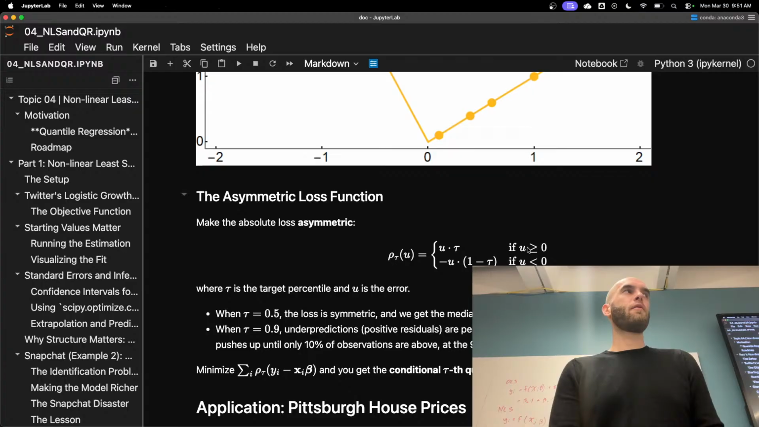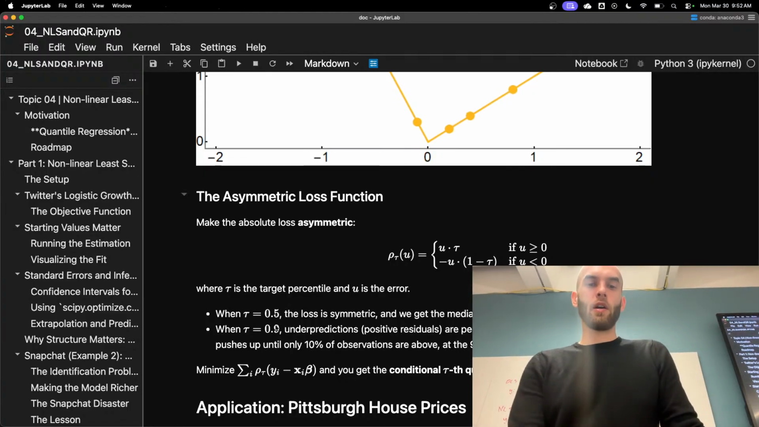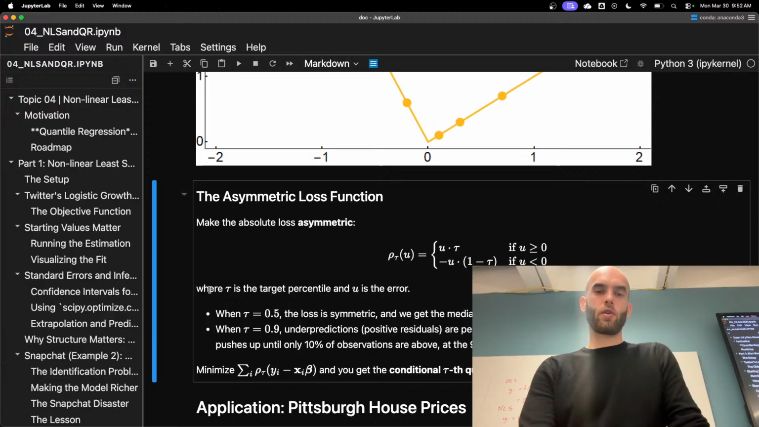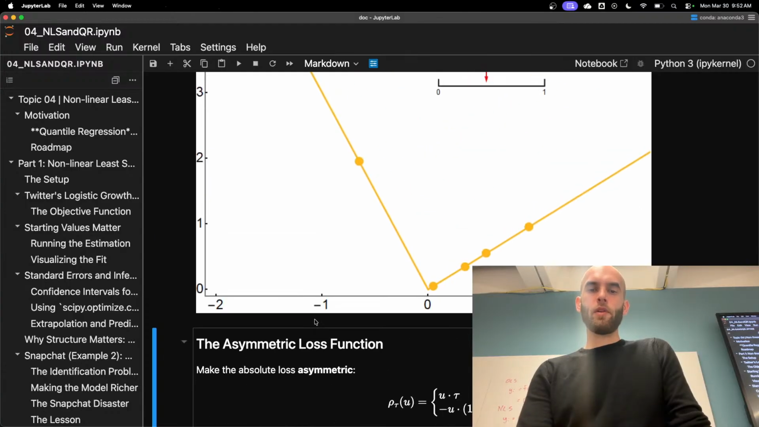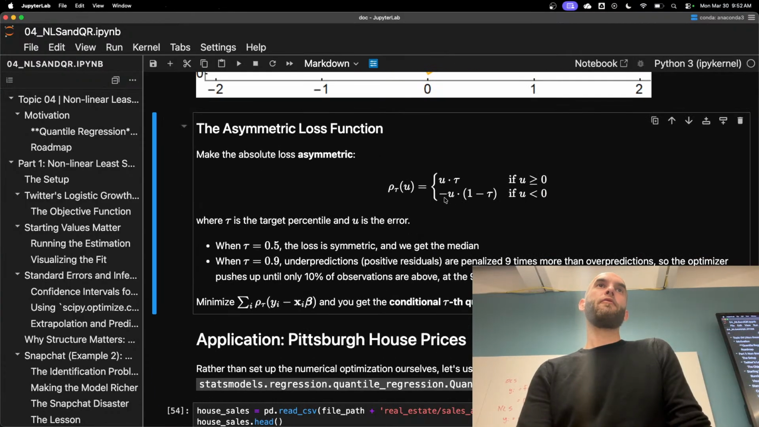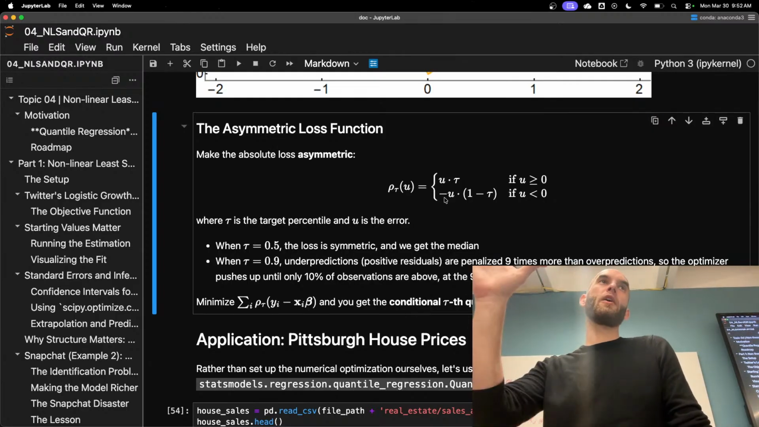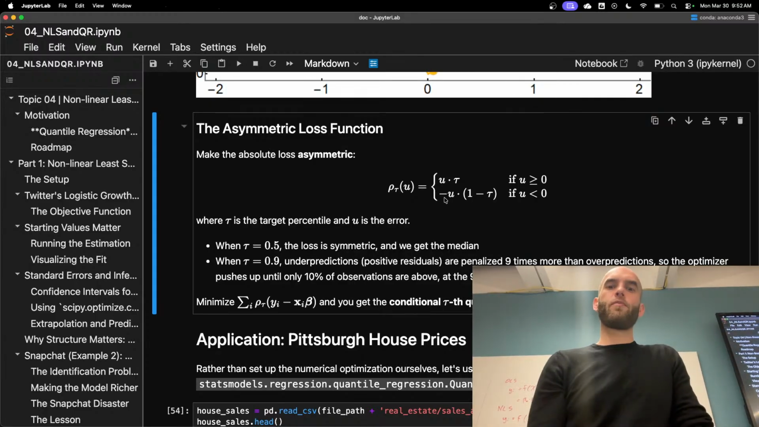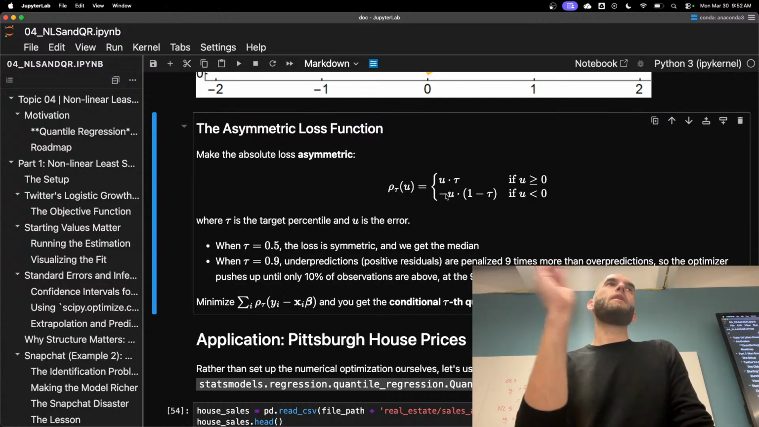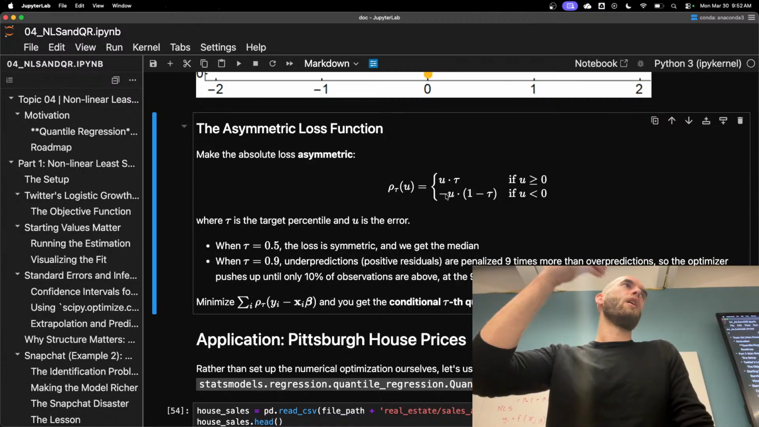So if the error term is positive, we're going to multiply the error times tau. Tau is just going to be our target percentile, and then U is just the error. And then we're going to have 1 minus tau for errors that are on the other side. So if the error is negative, we need all the losses to be positive. Because U is negative, we multiply this by a negative value, but then we just want it to be the remainder of the slope.